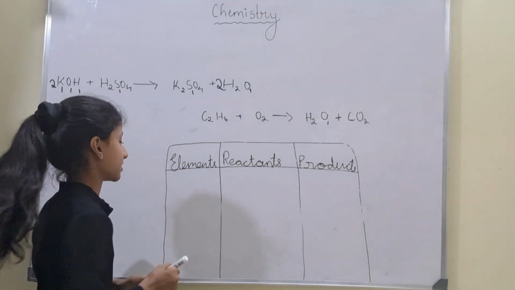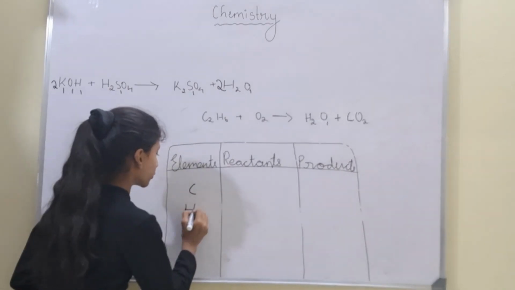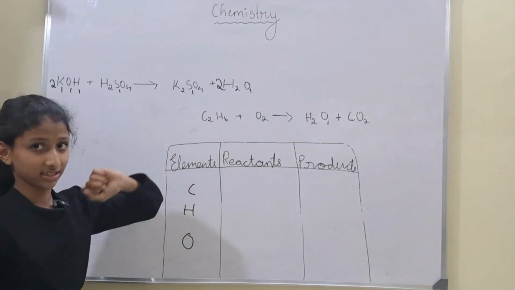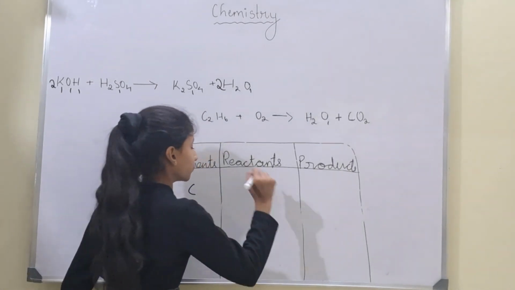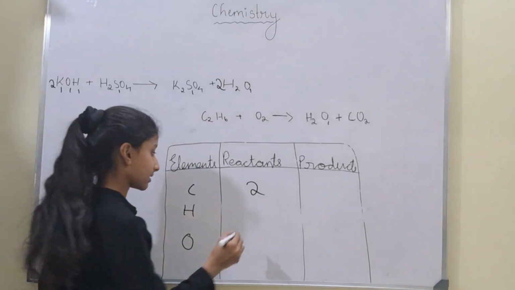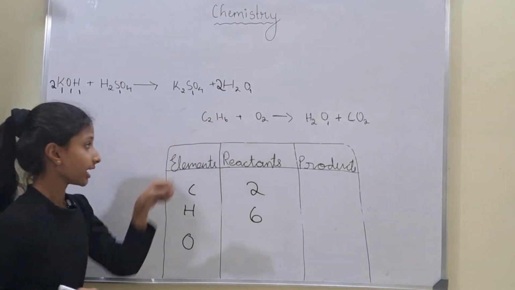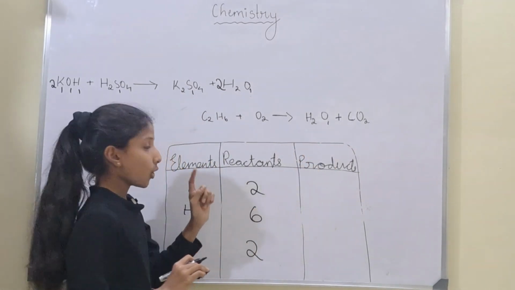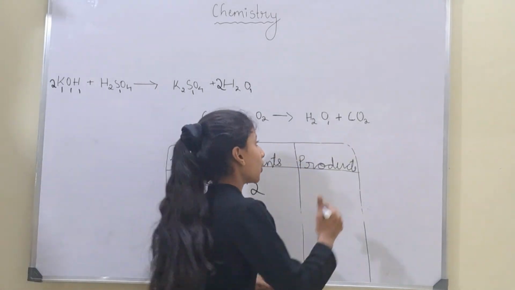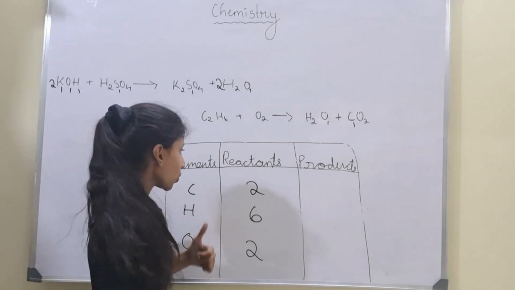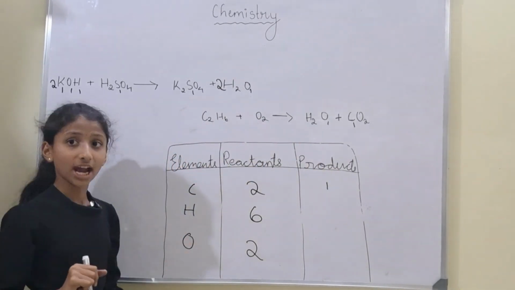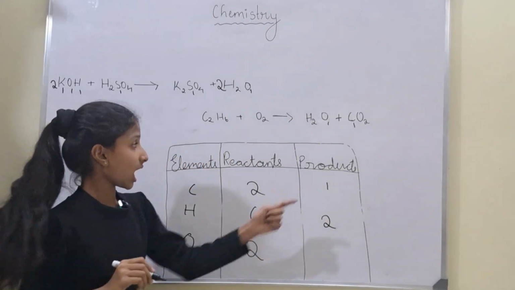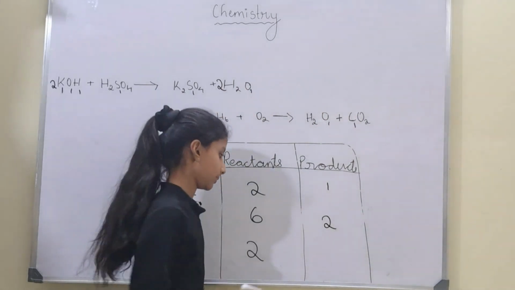First, there are 3 elements: carbon, hydrogen and oxygen. The number of atoms present in the reactant side for carbon is 2. As for hydrogen, it's 6. For oxygen, it's 2. In the product side, the number of atoms for carbon is 1. As there is no subscript, we will consider it as 1. And as for hydrogen, it is 2 atoms. For oxygen, 1 plus 2 gives us 3.